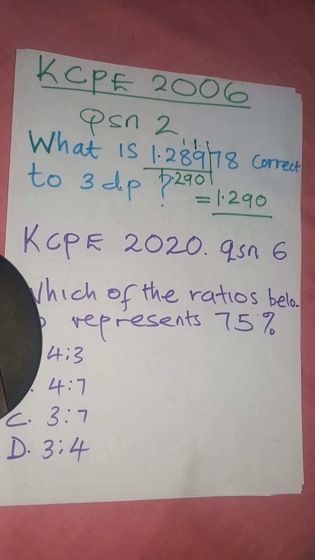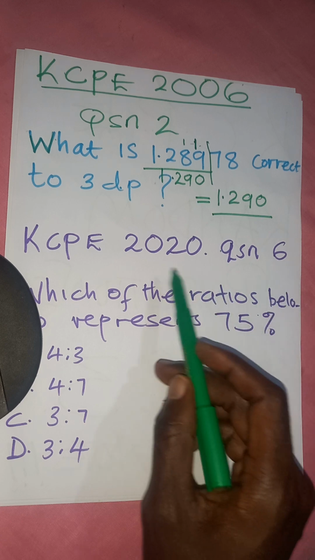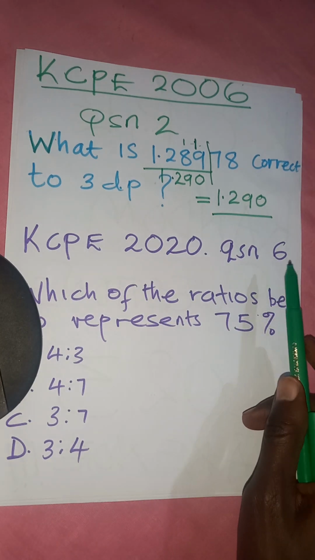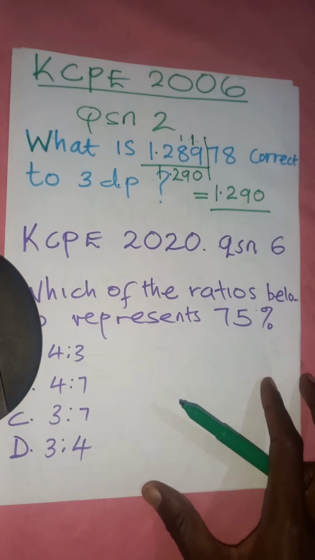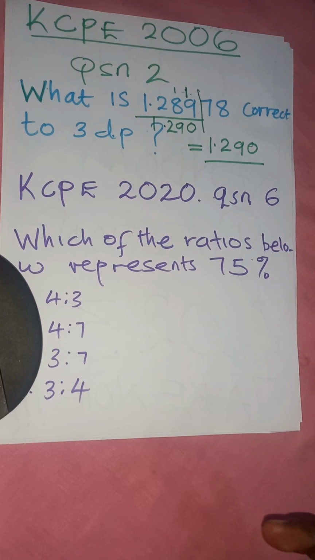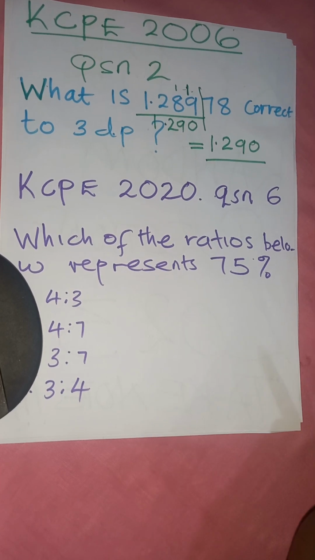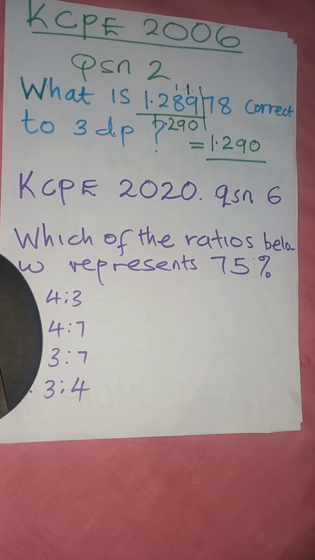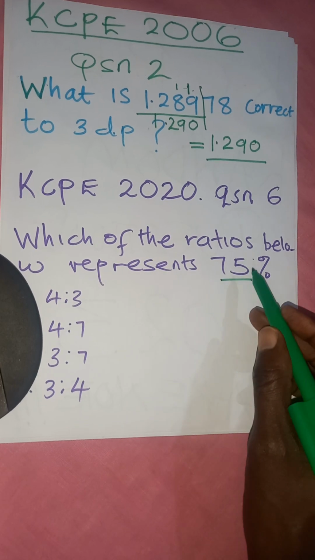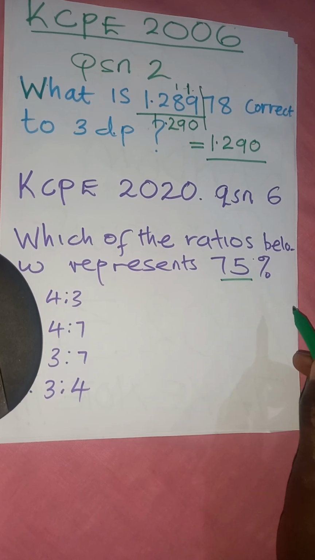Let us move on to our question number 2, which comes from the KCPE 2020, which is question number 6, and it says, which of the ratios below represents 75%? So here you can see this is a percentage, and therefore, for you to change it to a ratio, you have to put it out of the total percentage, which is 100%.